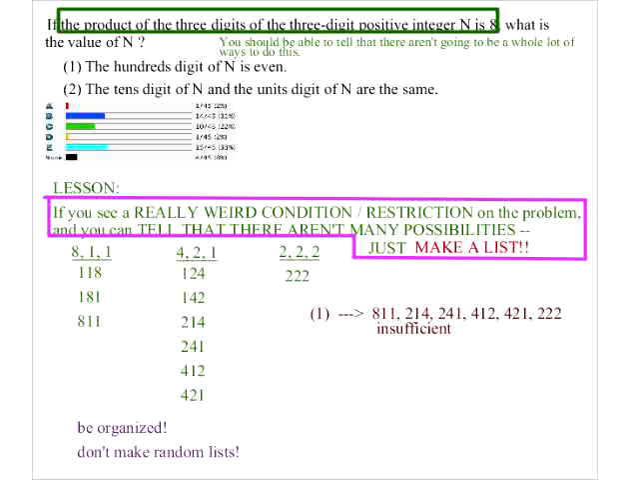And then statement two allows only 811 and 222. But unfortunately, that's still insufficient because there's two possibilities. But then if you throw them together, guess what? They still both work. So, still insufficient. So, E like elephant.